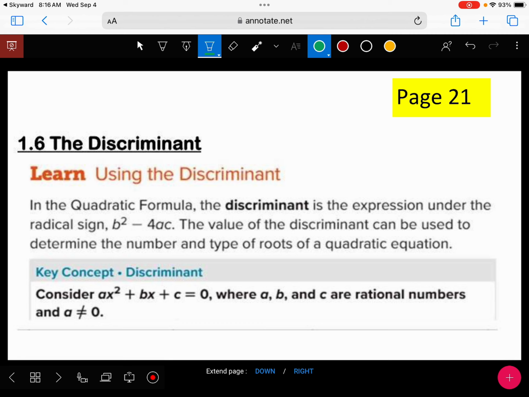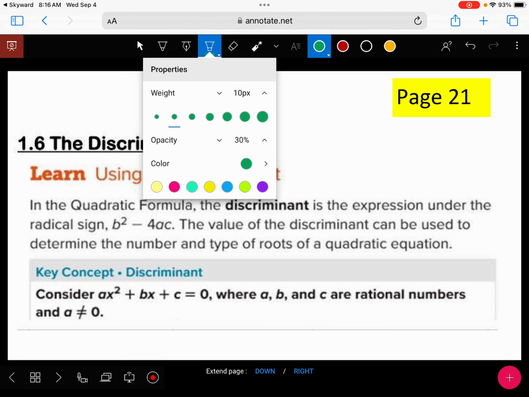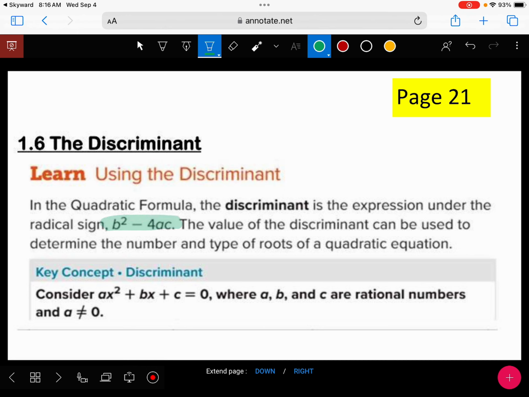So in your note packet, page 21. So the discriminant test, what is it? It's the part underneath the radical. It's this part right here. Go ahead and circle, underline, or highlight that b squared minus 4ac. That's the only part we're going to do today. Tomorrow, we're going to do the entire quadratic formula. But for today, we're only doing the part underneath the square root, b squared minus 4ac. That is going to tell us the number and type of roots we're going to have.